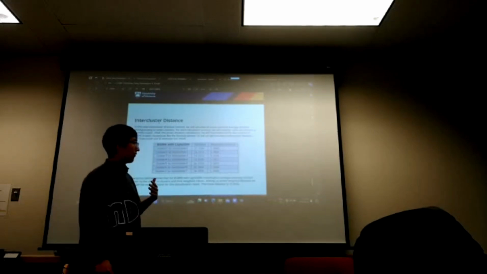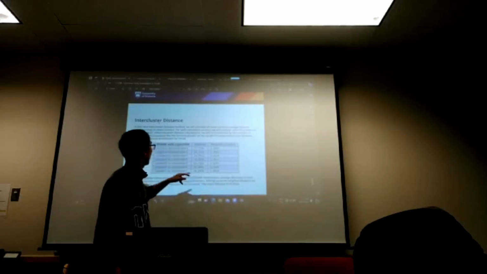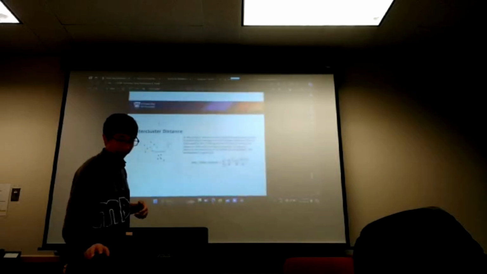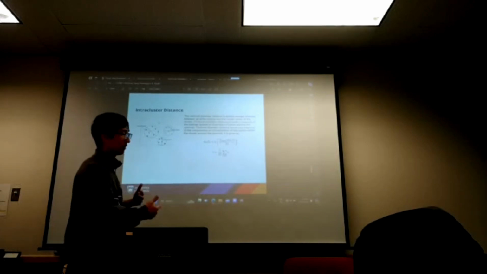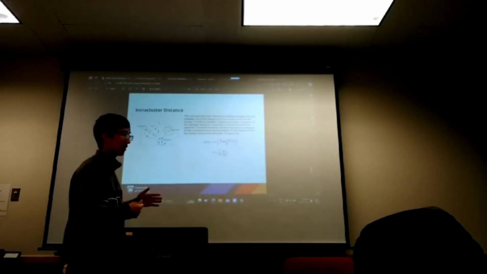Because I have 5 algorithms, I will have 5 inter-cluster distances, and I will compare these 5 values. And also, I will have 5 intra-cluster distances, and I also will compare these 5 values. But for intra-cluster distance, the smallest one is the best one. For inter-cluster distance, the largest one is the best one.